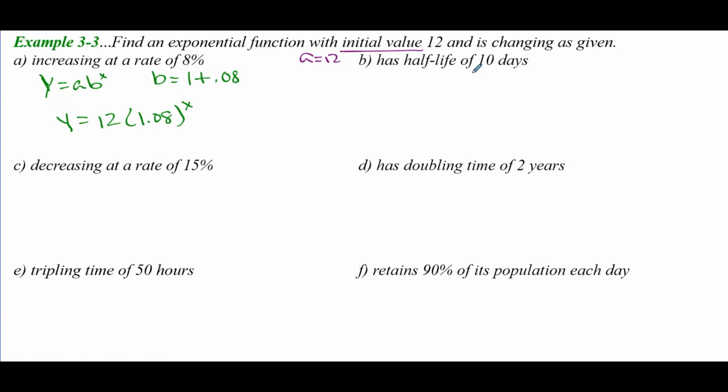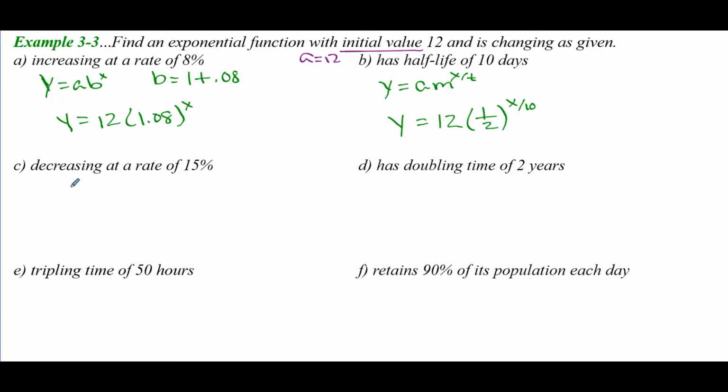So over here, this one says we have a half-life of 10 days. So since I'm given that change factor time, we're going to use that second equation, a times m to the x over t power. So remember my a is 12. Since I'm talking half-life here, m is going to be 1/2, and then my half-life time is 10, so that's going to be my t. So here we're going to go y equals 12 times 1/2 to the x over 10.